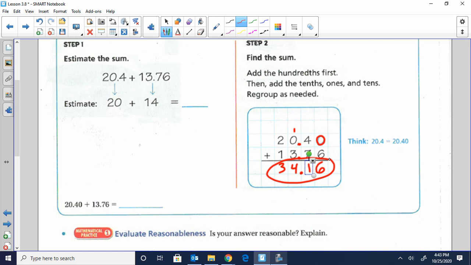Now, on the left here, they have estimated, and they rounded each of these to the ones place. So they rounded 20. The 4 tells the 0 to stay the same, so they rounded it to 20. The 3 looks to the 7, which tells it to bump up. So in the estimation, you should get 34. We are not going to estimate again in this chapter. But if you do happen to see it down the road, you know that you can always round to the ones place or the tenths place, but the tenths place is going to be difficult here because there is no hundredths digit. So I would round to the ones place here.